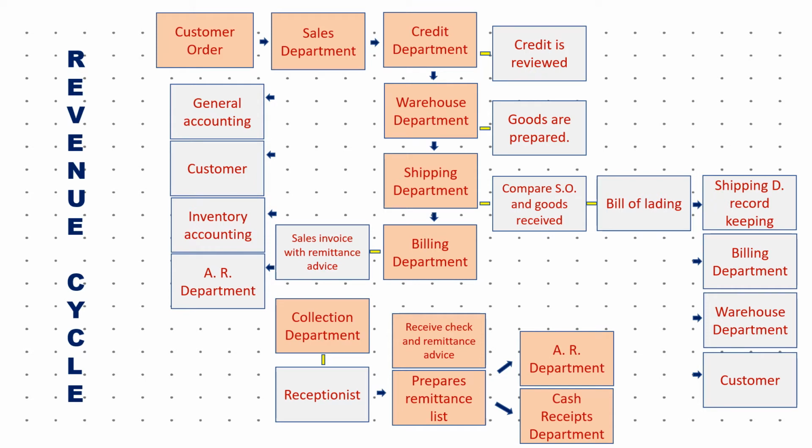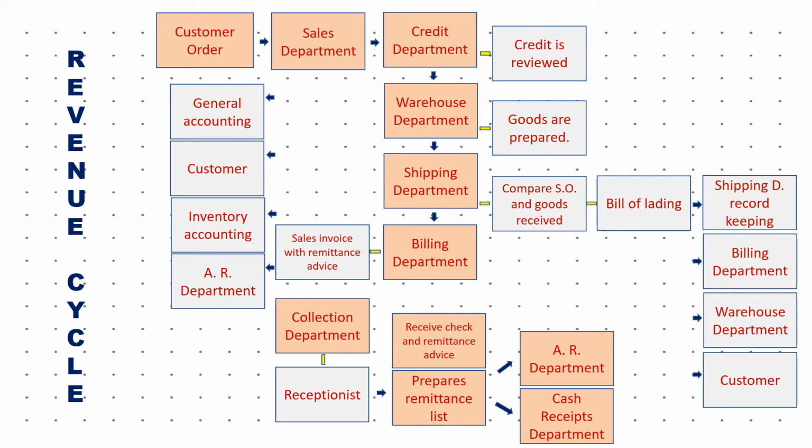So let's proceed to the flow of the revenue cycle. Kanina doon tayo nag-start sa customer order. In customer order, the sales department will prepare the SO or the sales order. Now the SO will be given to the credit department. In the credit department, i-assess niya or i-review niya yung credit transactions. After that, i-forward na naman kay warehouse department. And then si warehouse department will prepare the goods and then send it to the shipping department.